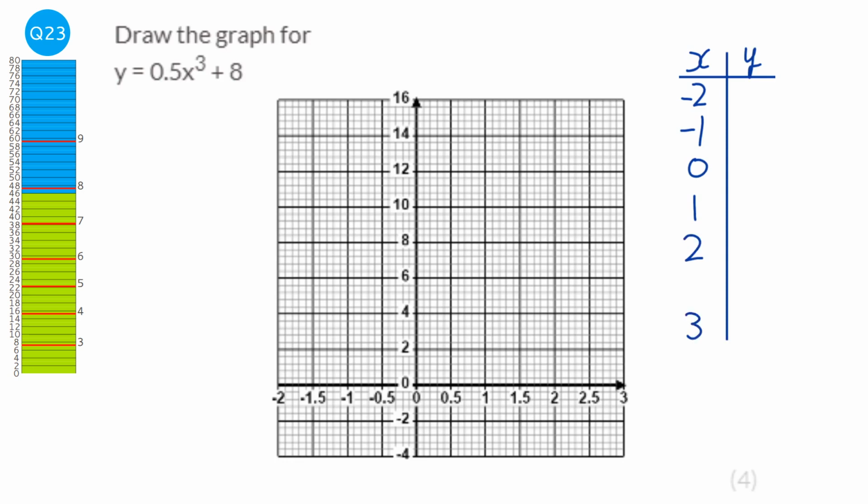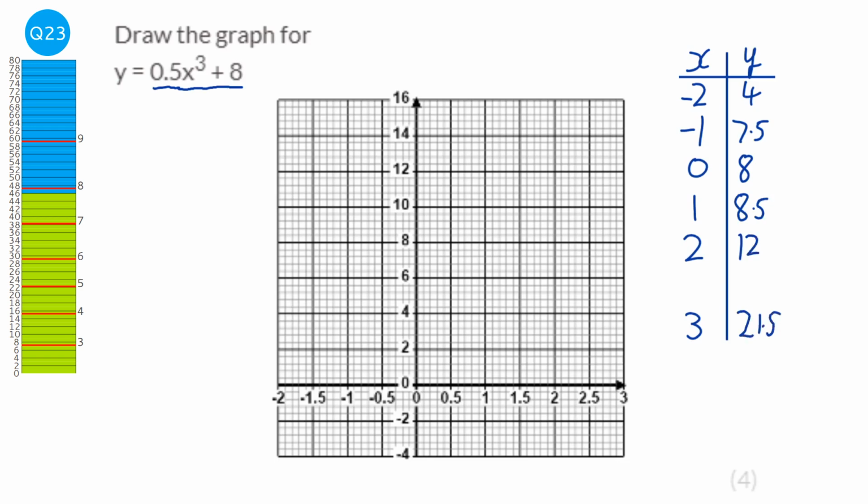So what I'm going to do is type these into a calculator. I'm going to type in 0.5 times brackets minus 2 close brackets cubed plus 8 into the calculator, and that gives me the answer of 4. I'll do the same with minus 1, that gives me 7.5. 0 gives me 8. 1 gives me 8.5. 2 will give me 12. 3 will give me 21.5.